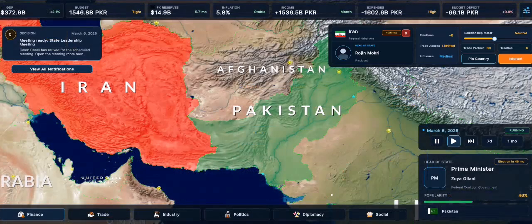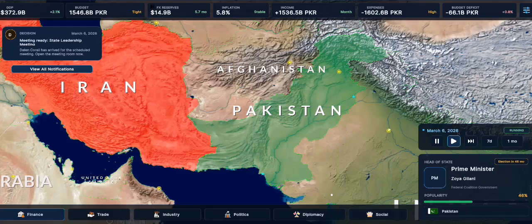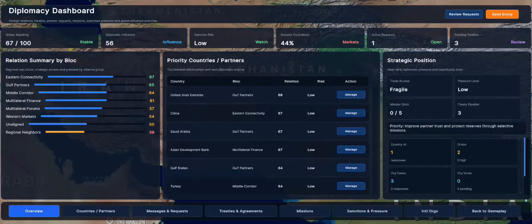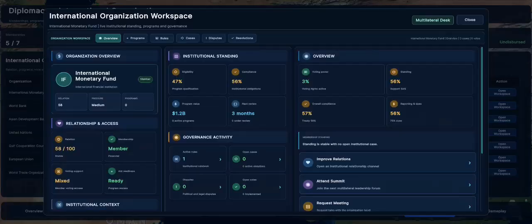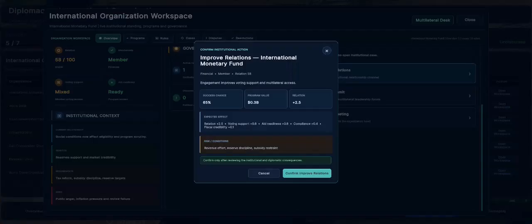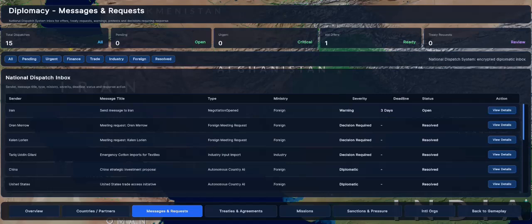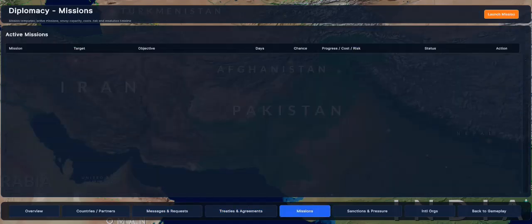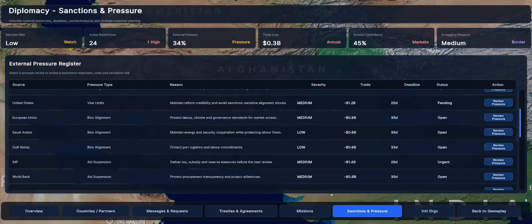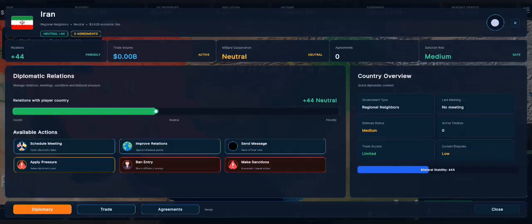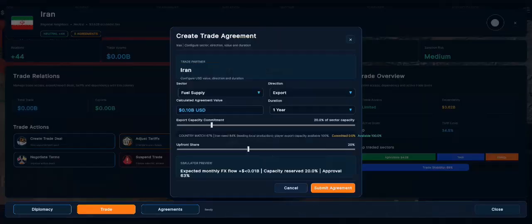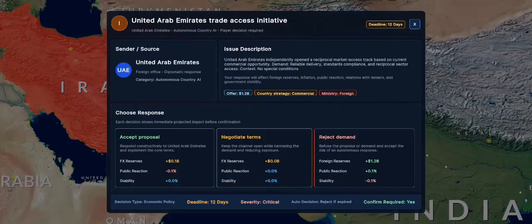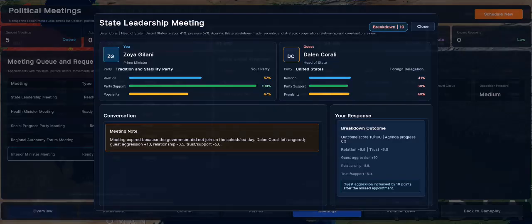On the world stage, every country has its own interests and red lines. Build bilateral relationships, send envoys, launch diplomatic missions, negotiate treaties, and cooperate with international organizations. Respond to foreign requests, warnings, aid offers, sanctions, and strategic pressure. Your partners can support your ambitions, but they can also act independently when your policies threaten their interests.